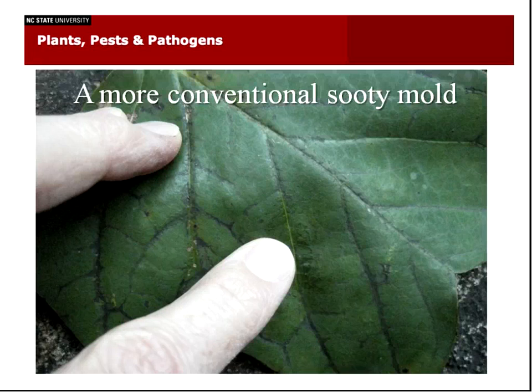This would be a more conventional type of sooty mold, either patches or, in this case, following the veins. I do what I teach my students, the finger test, the thumbnail test, to see if it'll rub off, and you know it's not a true leaf spot. It was just sooty mold growing on honeydew.